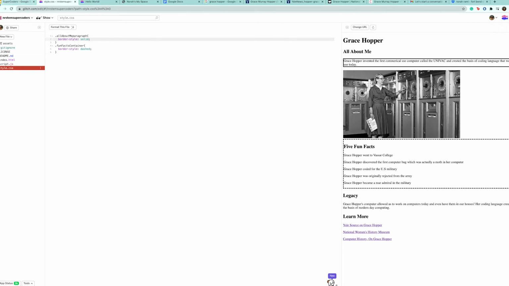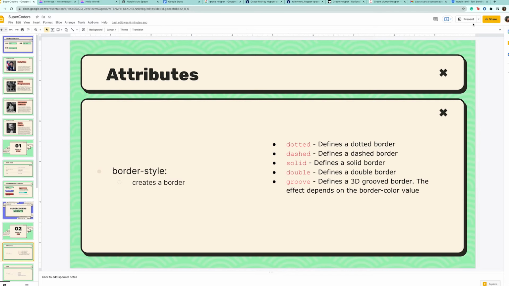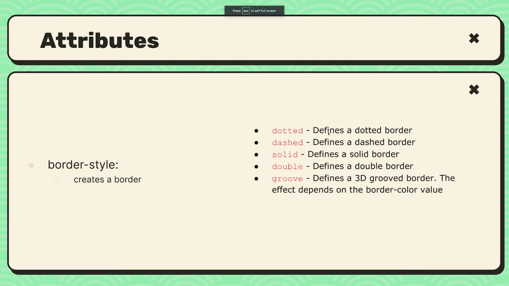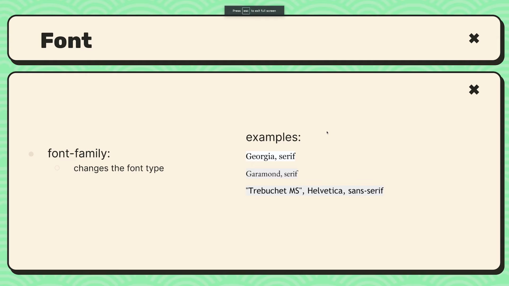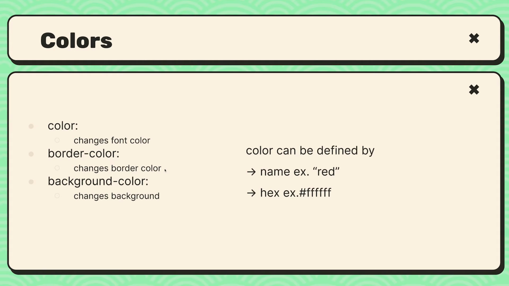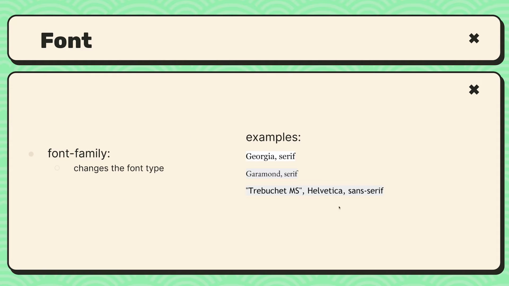So let's keep going with some different attributes that we have. So after border style, we have font. Now font family changes the font type. So if we look right here, we have different types of fonts that we can use. And these are just a few. There's a lot more different available fonts, but these are fonts that are already preloaded into our program.